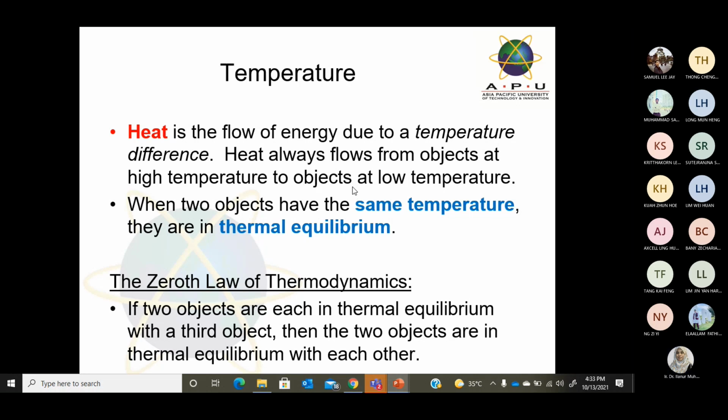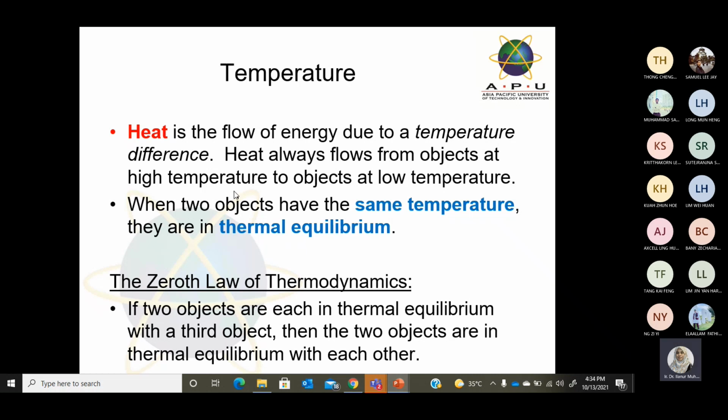it flows from where? Anyone? Heat always flows from an object at high temperature. So for the fridge that I mentioned, does it move from inside the fridge to outside, or outside to inside? Inside to outside? No, outside to inside. High temperature is outside, low temperature is inside. So heat flows from outside to inside.